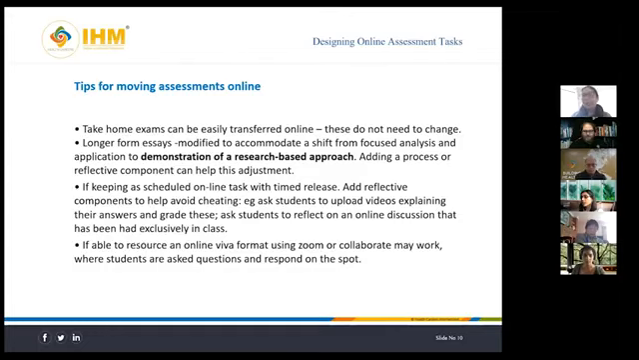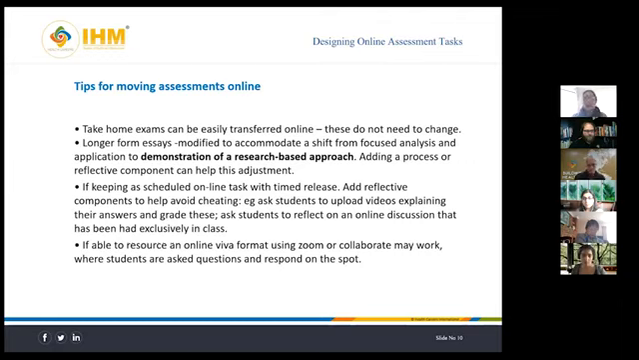And I tell them that I will be looking at discussion board activities weekly or twice a week, so that's my negotiation with the group of students. So that is about adding discussions and what are the ways we can improve the assessment task, especially for online delivery. If able to resource an online Viva format using Zoom or Collaborate may work, where students are asked questions and respond on the spot.